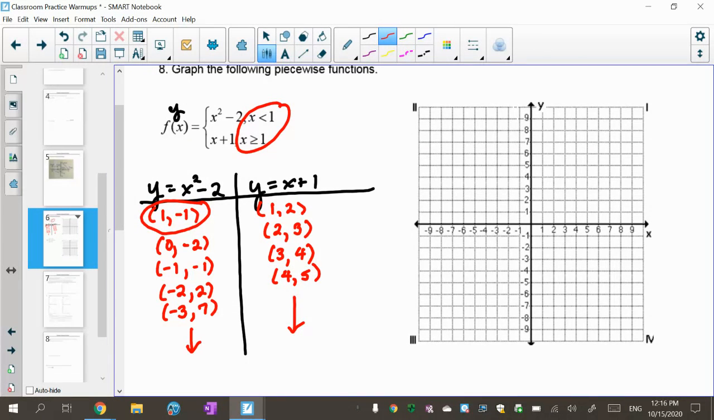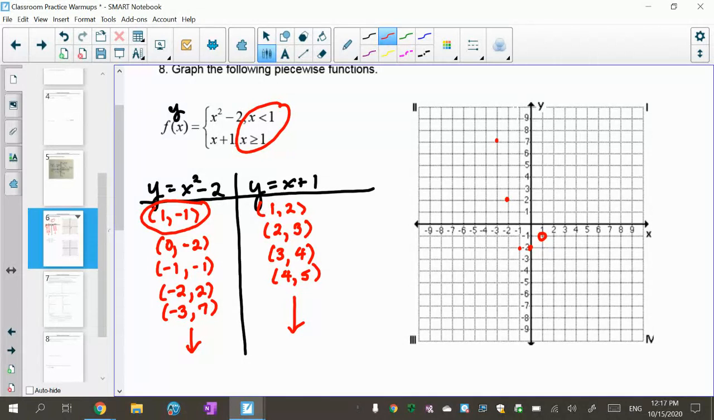So again, we're going to do this. So I have 1, negative 1. So here's 1, negative 1. It's going to be an open circle. And then I'm going to go through and put the other points there. 0, negative 2, negative 1, negative 1, negative 2, 2, negative 3, 7.